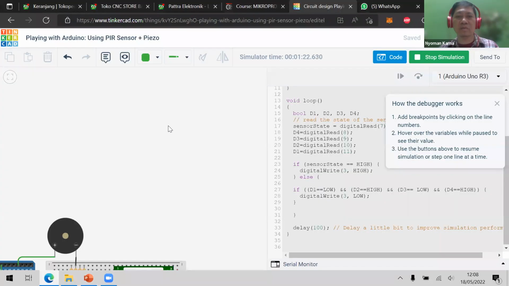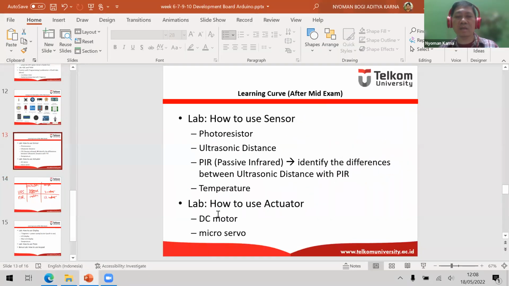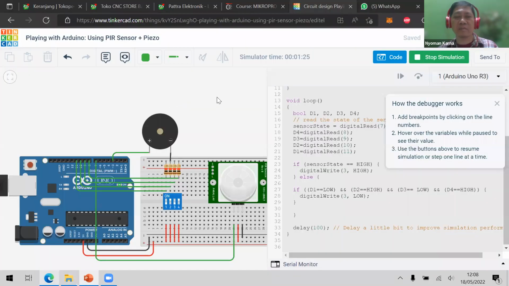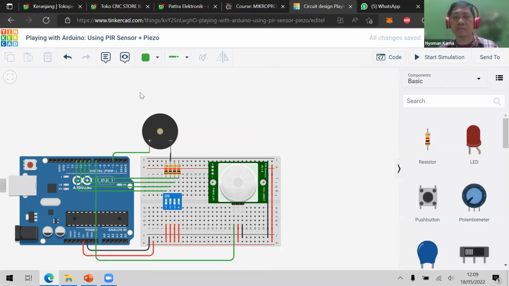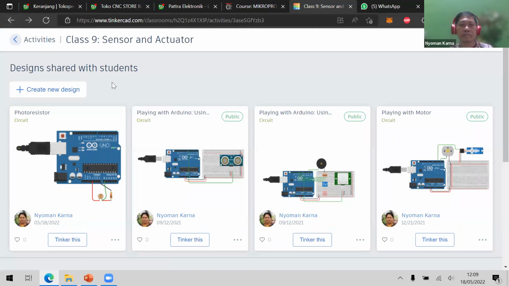Now let's move on to our next discussion, which is the temperature sensor. It is actually very simple. You can try it by yourself. Now we can try to use the actuators, the DC motor and the micro servo. This is the motor.